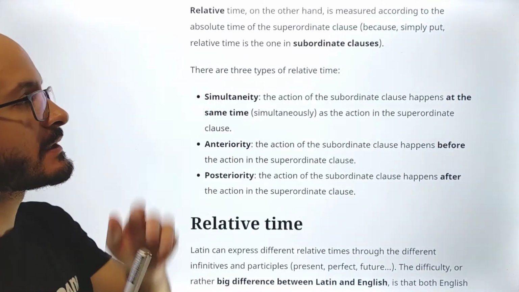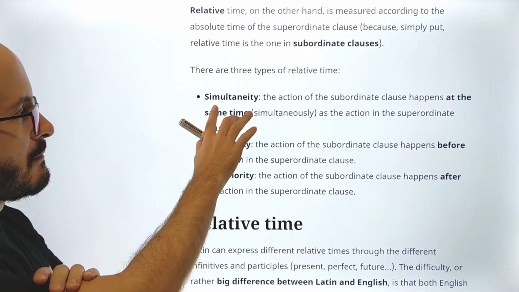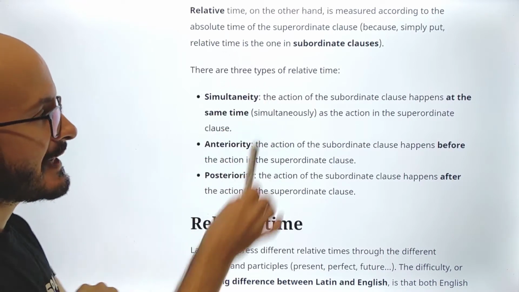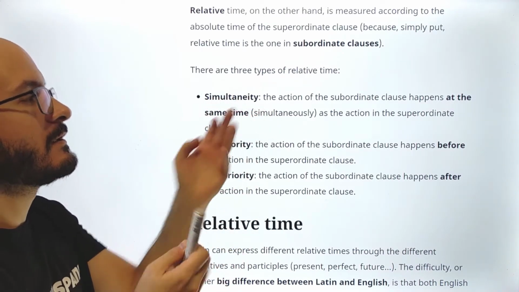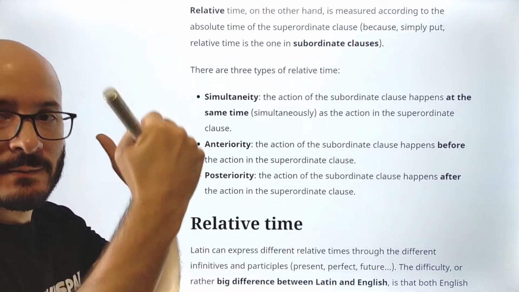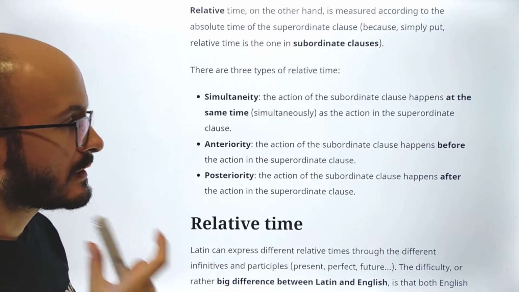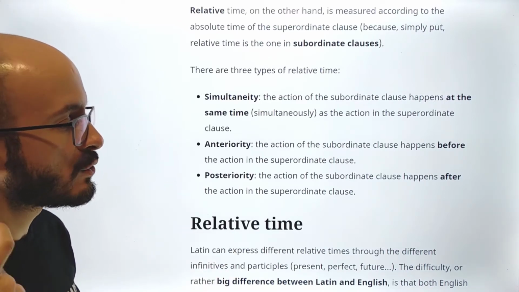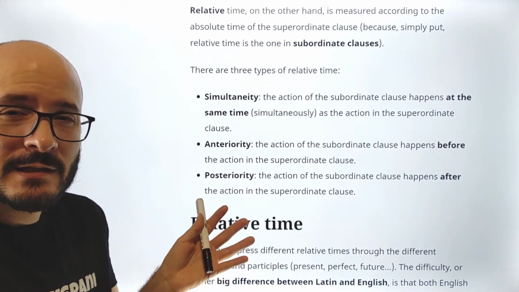Now, there are three types of relative time. Their names are kind of a mouthful, and this one is kind of hard to pronounce, for me at least. Simultaneity: the action of the subordinate clause happens at the same time as the action in the superordinate clause. So both actions occur at the same time. Third, anteriority: the action of the subordinate clause happens before the action in the superordinate clause. And posteriority: the action of the subordinate clause happens after the action in the superordinate clause. I think this is quite straightforward.